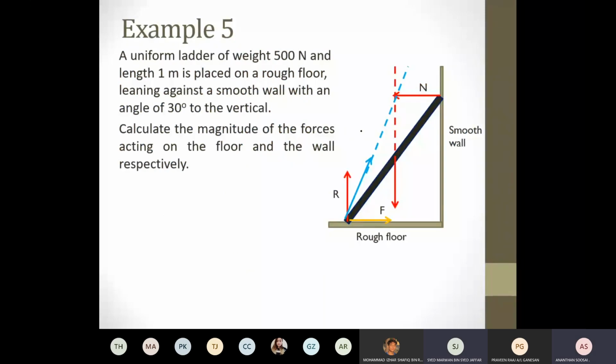Okay, so now one example. 1 minute for you. A uniform ladder of weight 500 Newton and length of 1 meter is placed on a rough floor, leaning against a smooth wall, at an angle of 30 degrees to the vertical. Calculate the magnitude of the forces acting on the floor and the wall, respectively.